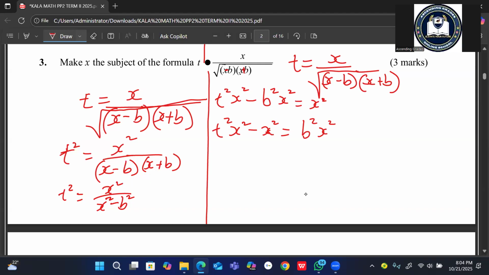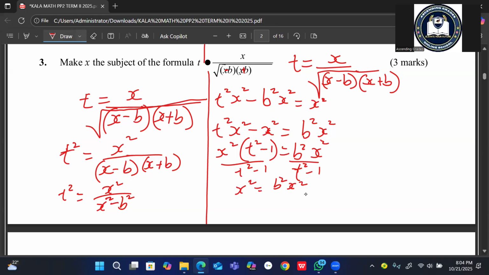So since here x squared is common, you can factor it out. It becomes x squared into t squared minus 1 is equal to t squared b squared. Since we need to make x the subject of the formula, we have to divide through by t squared minus 1. So your x squared becomes t squared b squared out of t squared minus 1. So your x is plus or minus the square root of t squared b squared out of t squared minus 1.